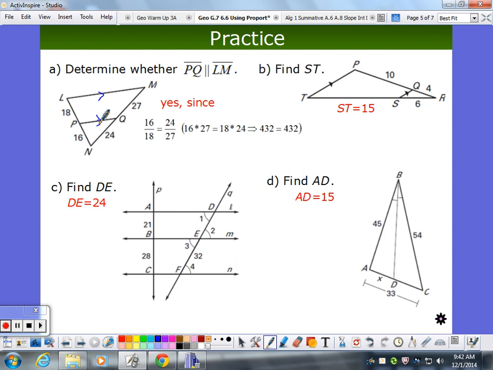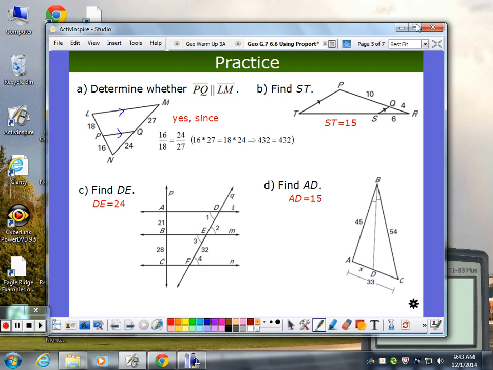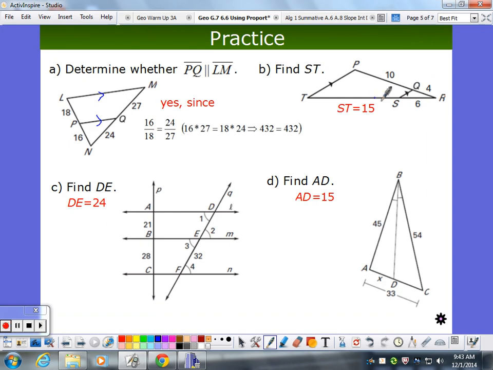For part B, I see that these are parallel. So this to this has to equal 6 to an unknown. I did 4x equals 60, so this is going to be 15. This one, let's see, find the E.